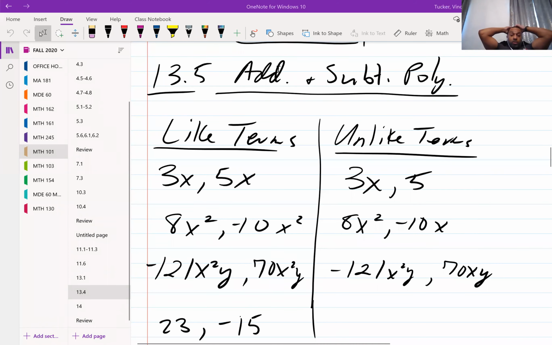All right. So 13.5 is adding and subtracting polynomials. We will be able to do this by what we call like terms. Like terms are terms that you can add and subtract from each other with no problem. What allows us to do that is the fact that we have the same variables, same amount of variables, same exponent of your variables. If we have that, then we have like terms.